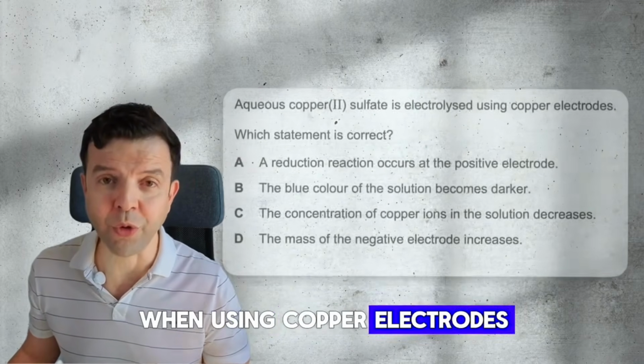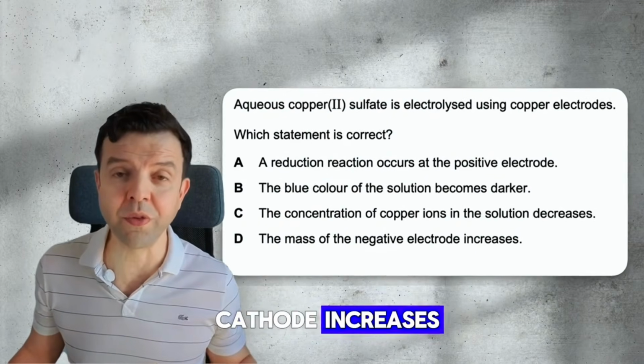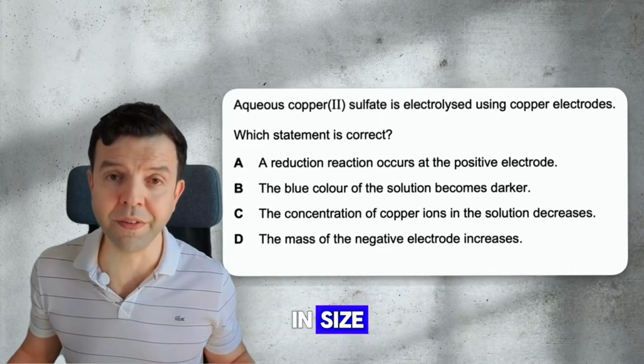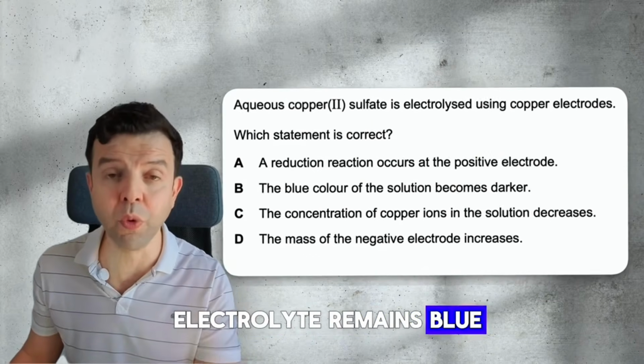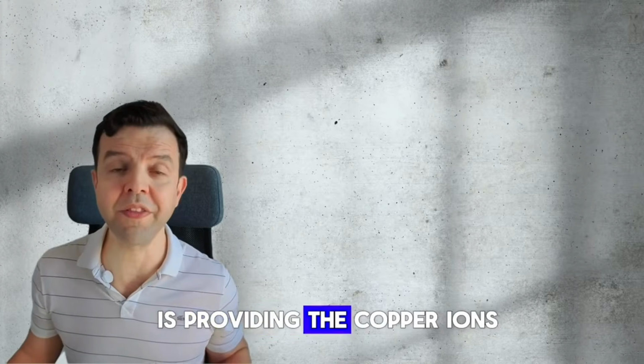When using copper electrodes, the size of the cathode increases while the anode decreases in size. The color of the electrolyte remains blue. That's because the anode is providing the copper ions.